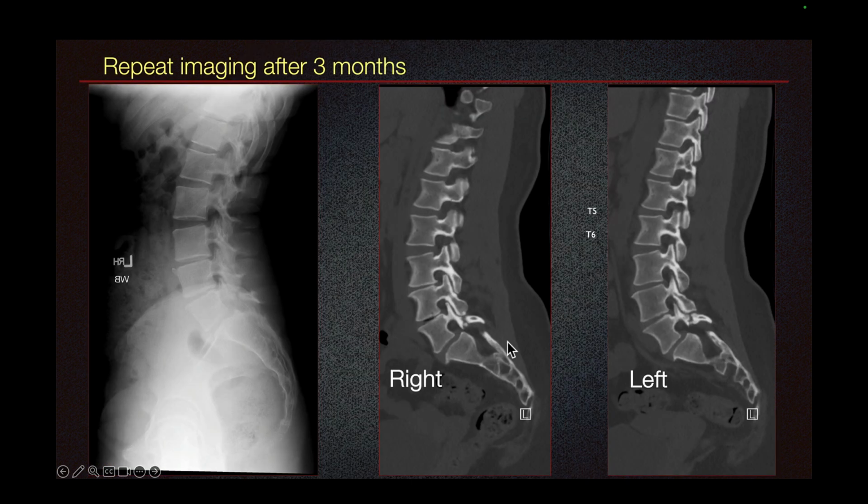Patient had persistent pain, and we got repeat imaging after 3 months. On the radiograph, we can see the pars fracture. We can also see the anterior listhesis. On the CT on the right and left, we can see the pars fracture.